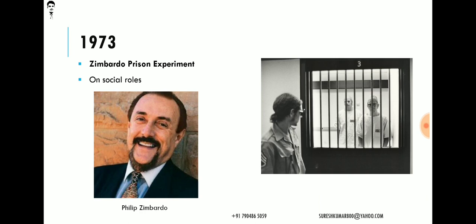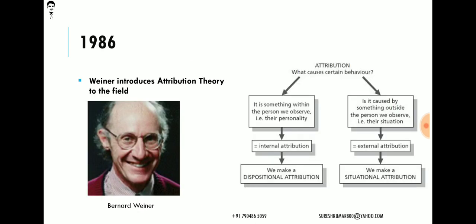And in 1971, Philip Zimbardo, when he was a professor at Stanford, conducted the Stanford prison experiment on social roles. When a person plays a different role in society, how do they behave in a particular place, and how do they play that role? So this is an experiment. Based on this experiment, there are many stories, and many Hollywood movies were also made.